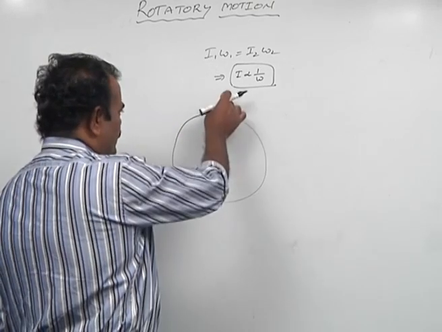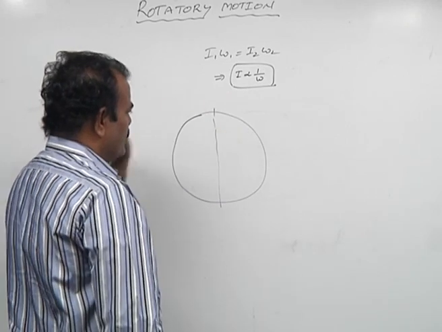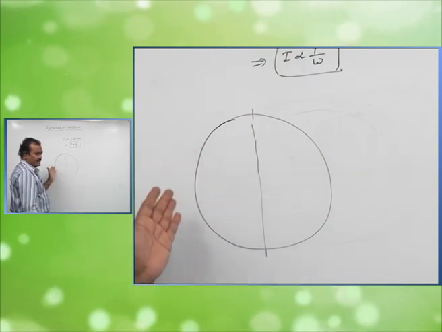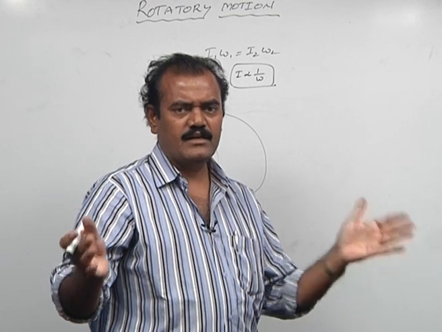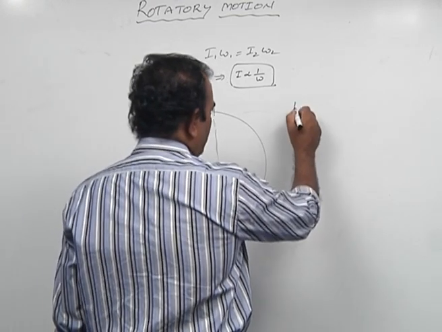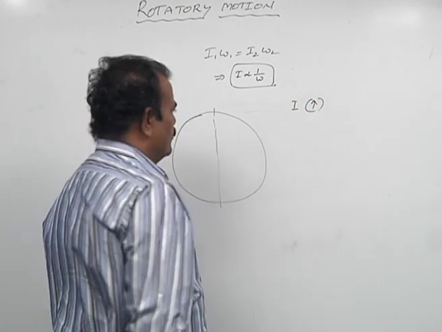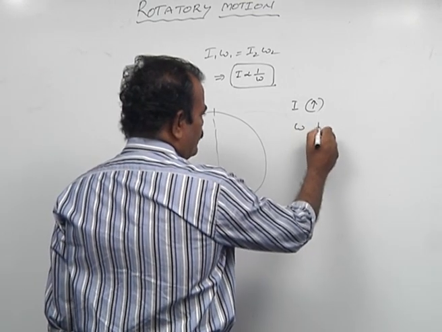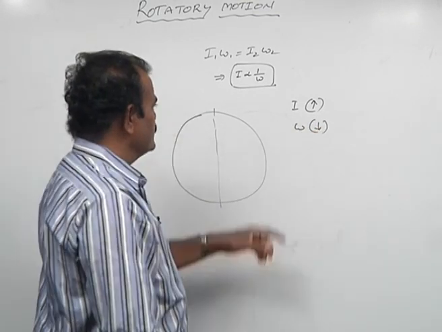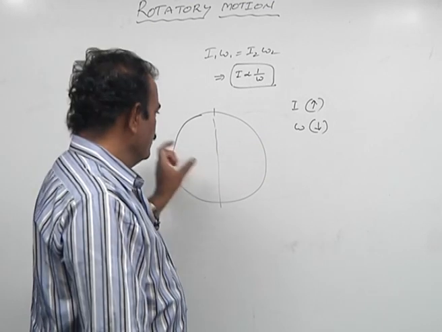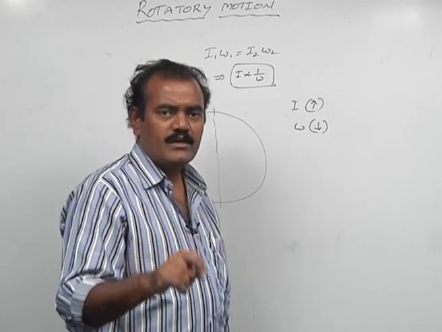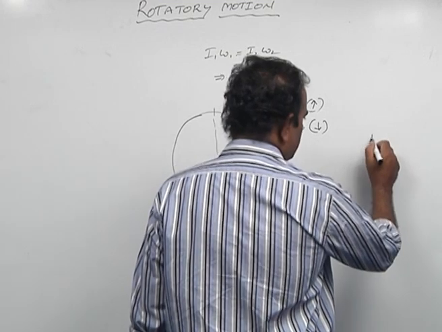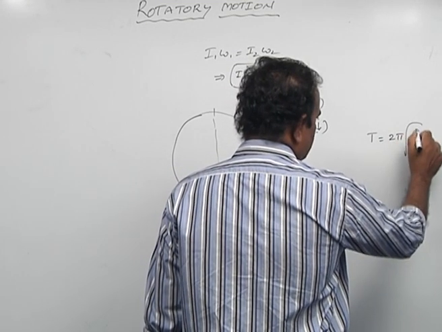If the polar ice caps completely melt, the water flows towards the equator. It flows in all directions like this, and automatically the I value increases. So when the polar ice caps completely melt, the I value increases, then the omega value decreases. You cannot use the formula T is equal to 2 pi by omega here, because you are supposed to find the time shown by the pendulum clock. So you have to take the formula corresponding to the pendulum clock, T is equal to 2 pi root L by g.